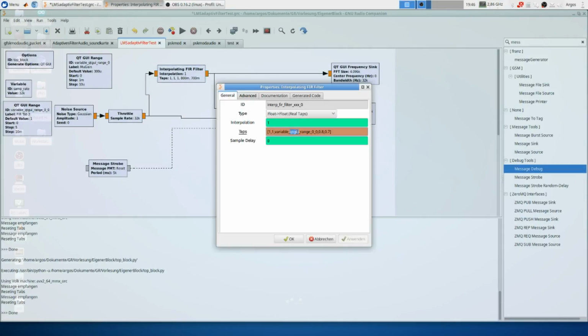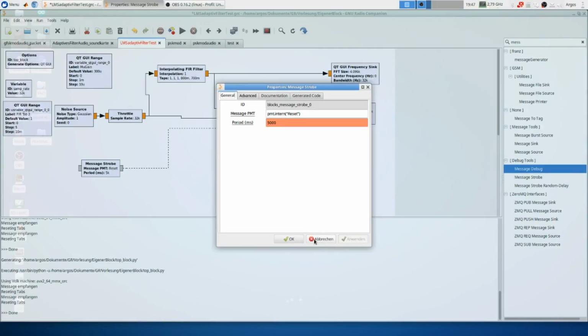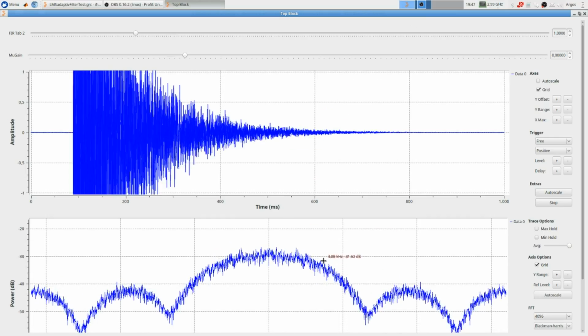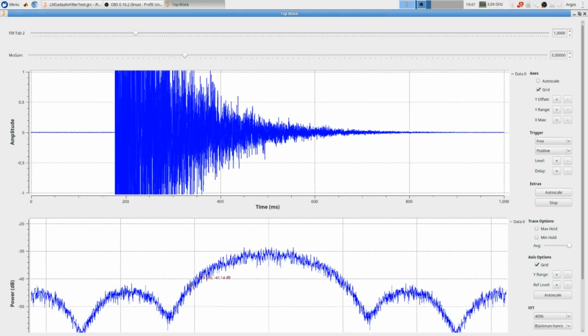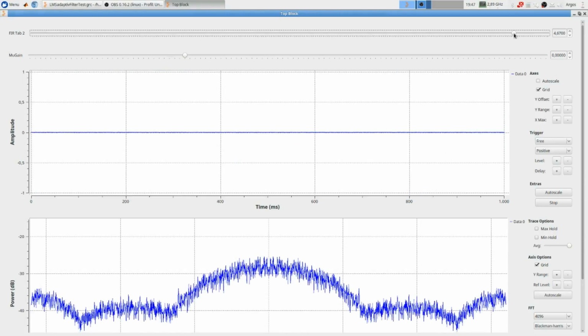We also have the possibility to change the taps of the filter. And what is also very important to note, we have a message strobe here which sends a reset command to the filter every 5 seconds, which then resets all the taps, and then we can see the error reappear. Okay, after running the simulation, on the bottom side we can see our shaped noise, so we can influence this by changing the FIR taps.